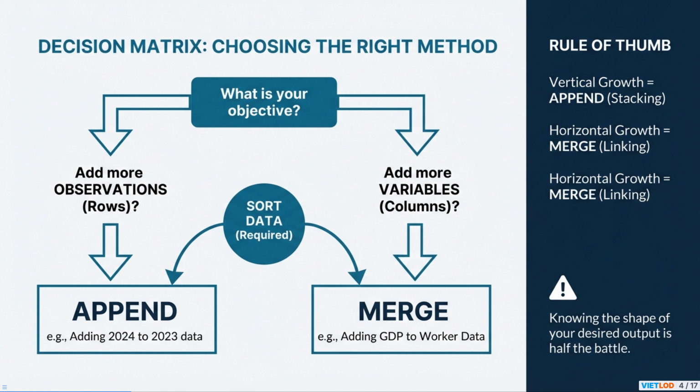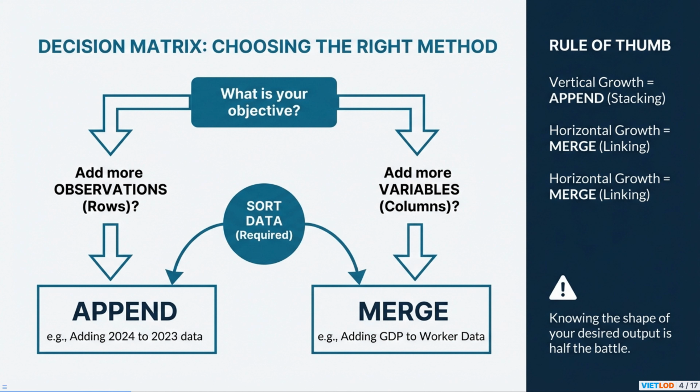This decision matrix helps us determine whether to use the append or merge command based on our data manipulation objective. The core question to ask is, what is your objective? Are you looking to add more observations or more variables? If your goal is to add more observations, or rows, to your existing dataset, you should choose the append method. Think of this as vertical growth, stacking data on top of each other. For example, adding 2024 data to a dataset already containing 2023 data.